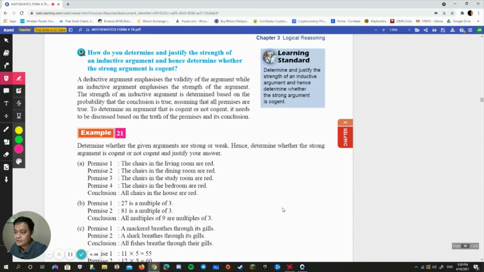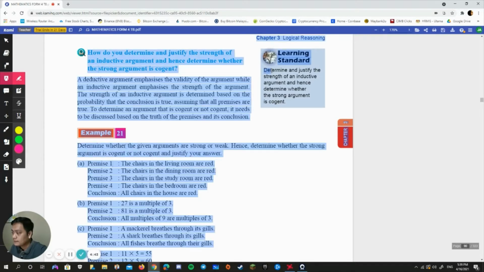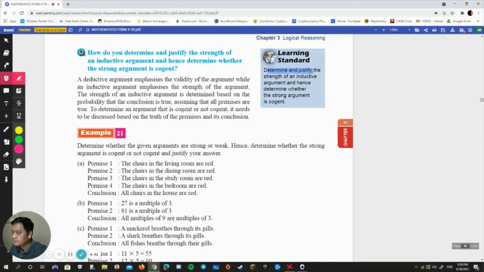Hello everyone. So today we continue with 3.1D. Learning standard for today: we will learn to determine and justify the strength of an inductive argument, and then determine whether the strong argument is cogent. What does it mean by cogent here?